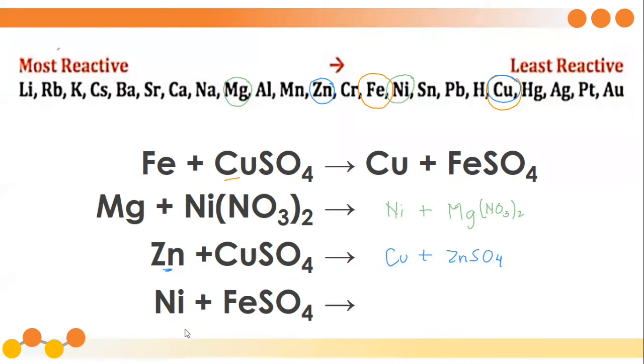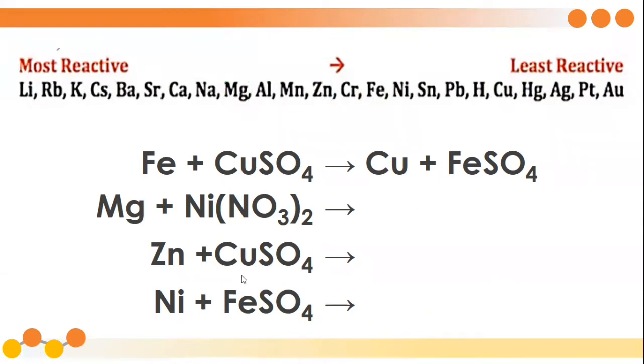For this one, let's take a look at our elements. So for the elements, we have again iron and nickel. Looking at it, the one bonded with our sulfate is the iron, which is much more reactive than nickel. This means that there will be no change in this reactant, so there will be no reaction. Since nickel is much less reactive than our iron, it cannot replace it in our compound, so there will be no reaction. Hopefully, you're following through with our discussion about single replacement.